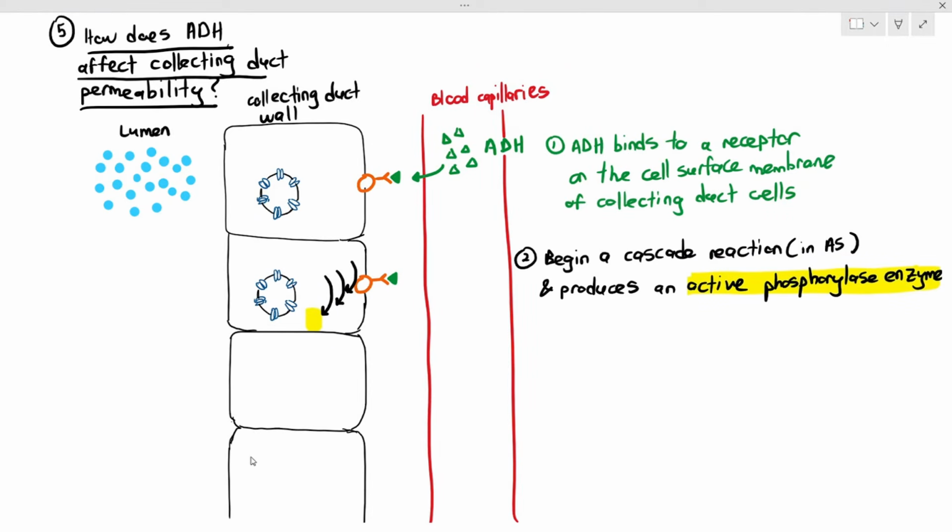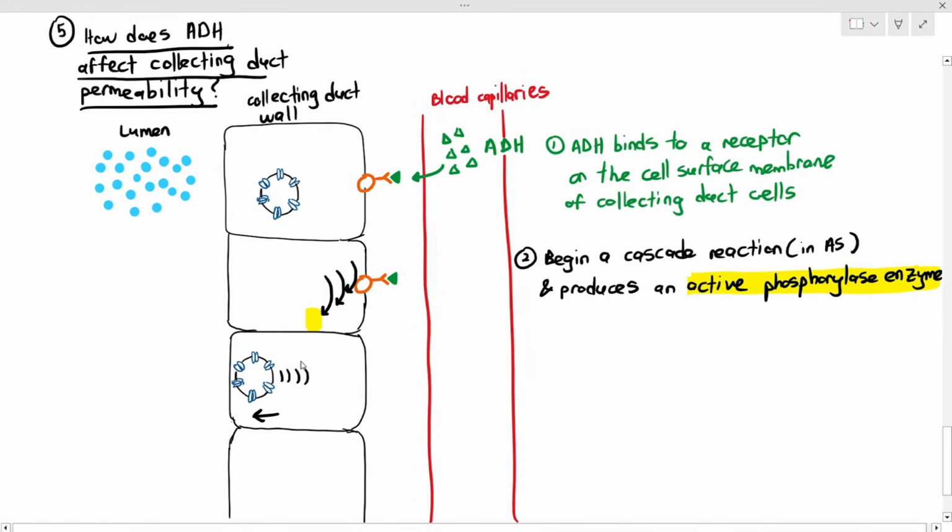Now, once it activates that active phosphorylase enzyme, it will cause the vesicles to move. What is the vesicle doing? The vesicle, as you can see here, is moving to the cell surface membrane. Now, it's all happening in the same cell, by the way. I'm just showing you a time lapse. It may look like different cells are doing it. No, it's not. It's the same cell, but just read it like a comic book. The first panel is the cell at the top. The second panel is the cell at the bottom. So it's just showing you the sequence of events.